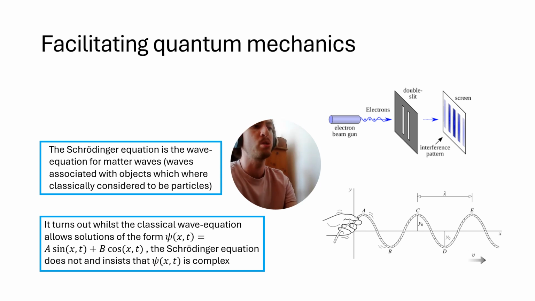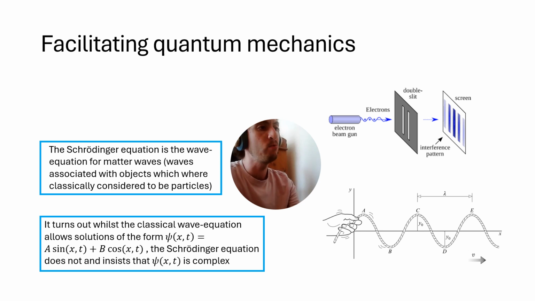Now, there are exceptions to this. You can put extra constraints on the Schrödinger equation and thus solve a slightly different equation called the Schrödinger time independence equation, and that does allow for real solutions. But the full Schrödinger equation that describes the full evolution of the wave does not allow for real solutions. So we kind of have to use imaginary numbers when talking about wave functions in quantum mechanics.